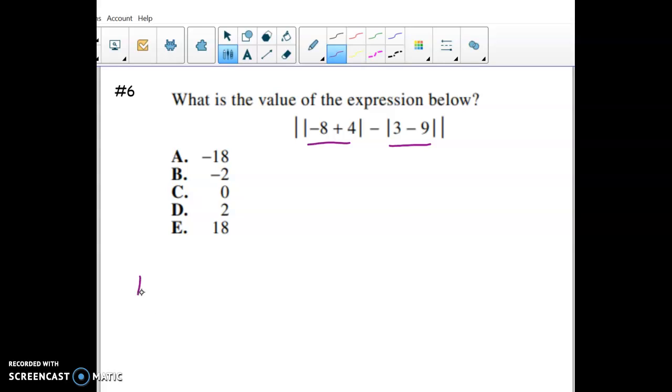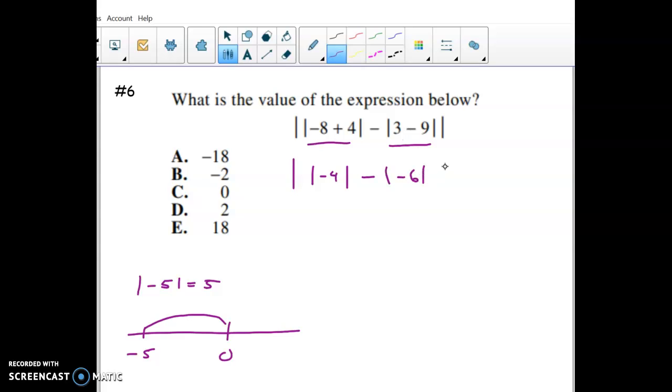So like if you have the absolute value of say -5, that's just going to be 5 because you got to think of a number line and think how far away is -5 from 0? That's 5 units away. So I'm going to start on the very inside here. So -8 plus 4 would be -4. Okay, and then 3 minus 9 would be -6.